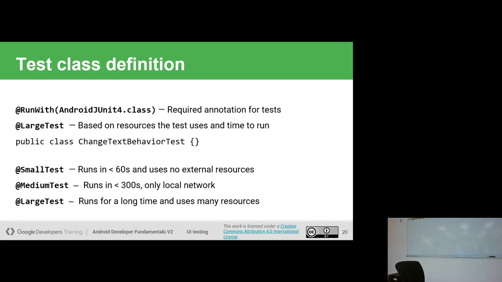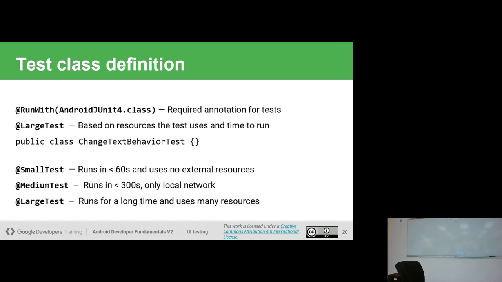For our medium tests, they might be able to talk to the local network, but we don't want them to go out to the internet and make communications there. Does that make sense? So they might talk to a server on your company's network, maybe a database that you have in-house, or a website that you have in-house, but you wouldn't want them to talk to, say, Google or Facebook in a medium test. And then a large test you can use anything. So we're grouping tests by how many external resources we're using.